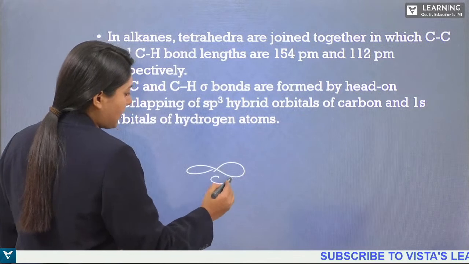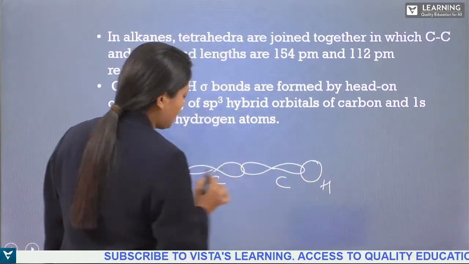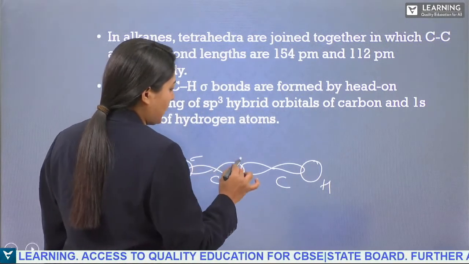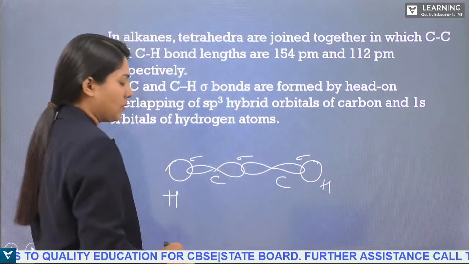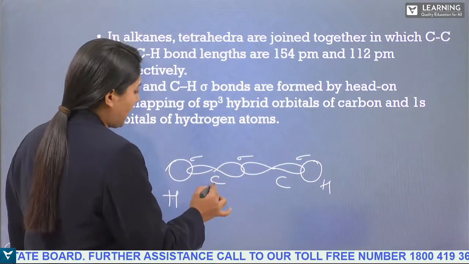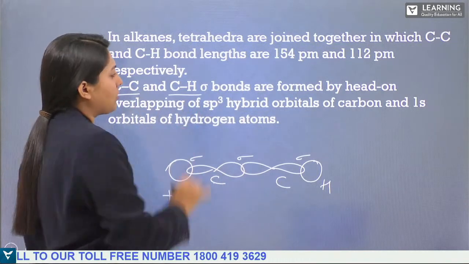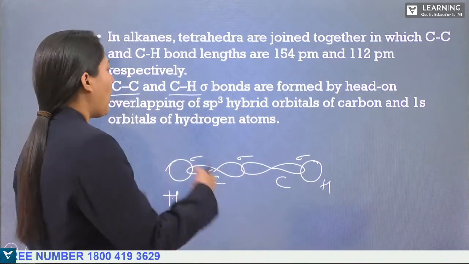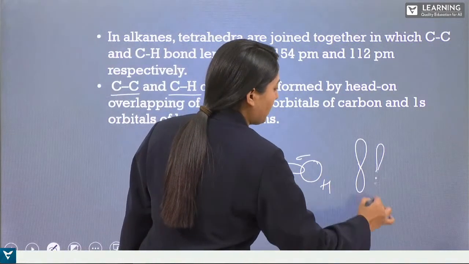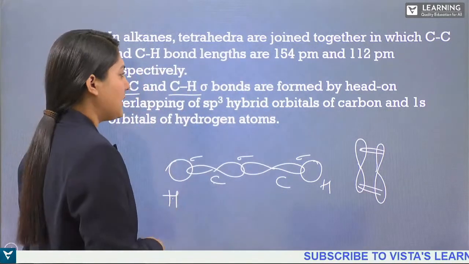So if I take this as carbon, here this is hydrogen, this is hydrogen. So what we get here is one sigma bond, here one sigma bond, here another sigma bond. You will be having other orbitals also, but I am just showing you the hydrogen, carbon, carbon sigma bonds. So carbon-carbon and carbon-hydrogen sigma bonds are formed by head-on overlapping. This is the head-on overlapping. If we have p orbitals connecting laterally, then we call it a pi bond.